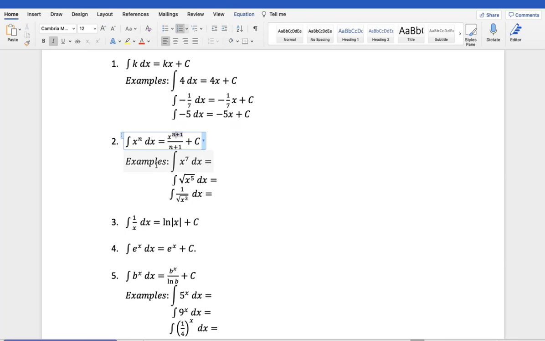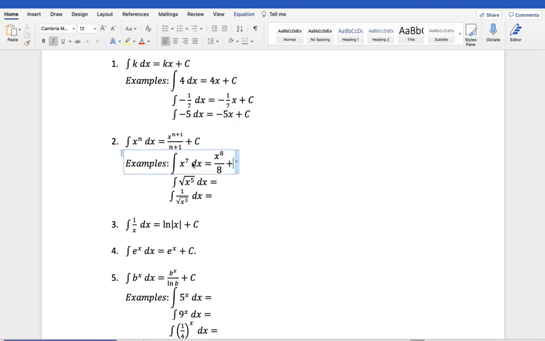So if you look at the examples, the first example here, we have the integral of x to the 7. So based on what that rule tells us, we will have x to the 8, right? 7 plus 8. Sorry, 7 plus 1, so that's 8. X to the 8 divided by 8 plus the constant of integration c, right?